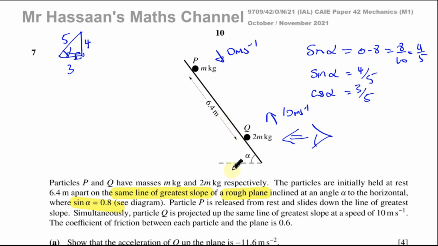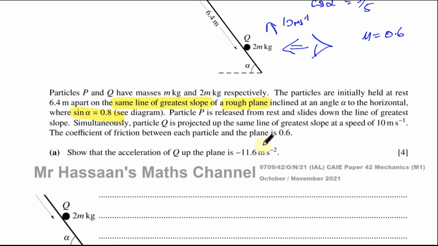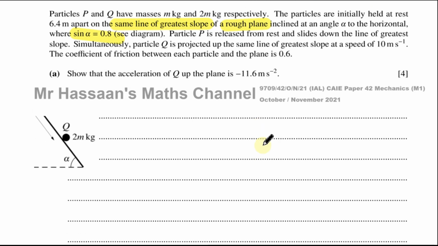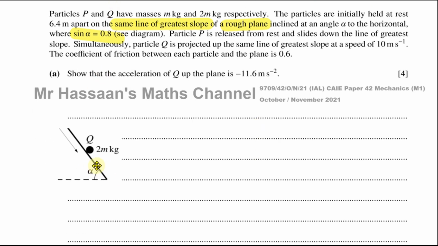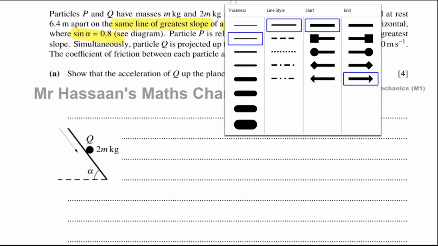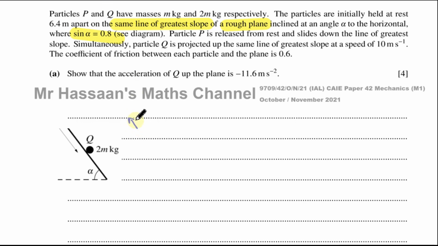The coefficient of friction between each particle and the plane is 0.6. The coefficient of friction is called mu, which is 0.6. It's a rough plane, so friction is going to act. It says, show that the acceleration of Q up the plane is negative 11.6 meters per second squared. So we have to focus on Q now and look at the forces acting on Q in order to find its acceleration. So I'm going to take the particle Q and consider the forces acting on this particle. Remember, Q is heading up the plane at 10 meters per second, its initial speed. It's moving up the plane.